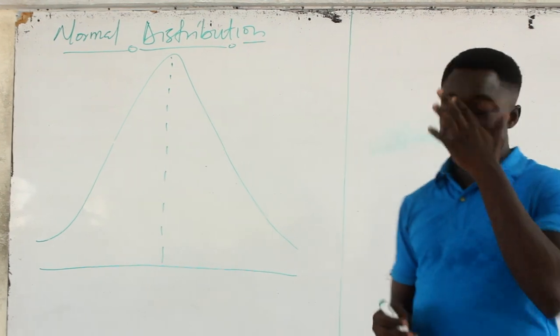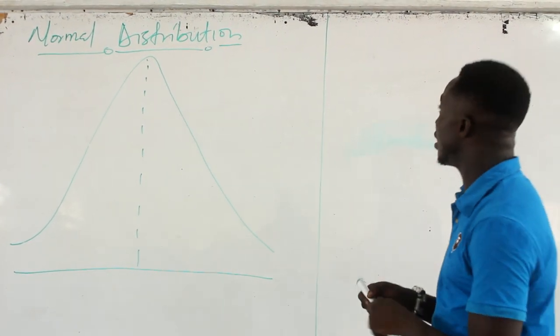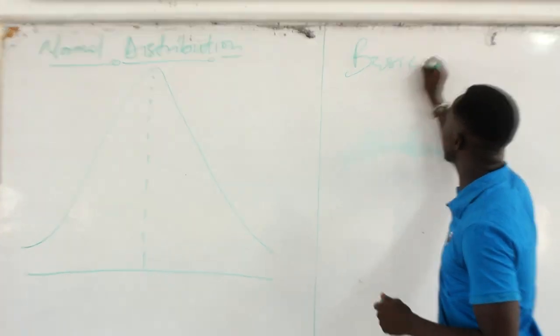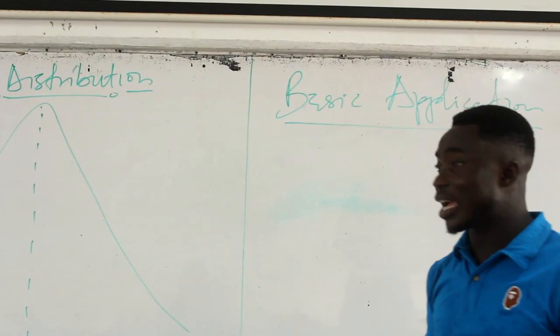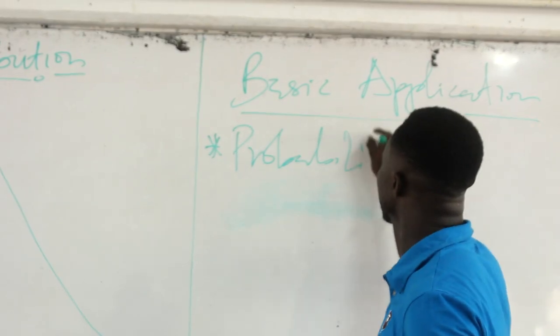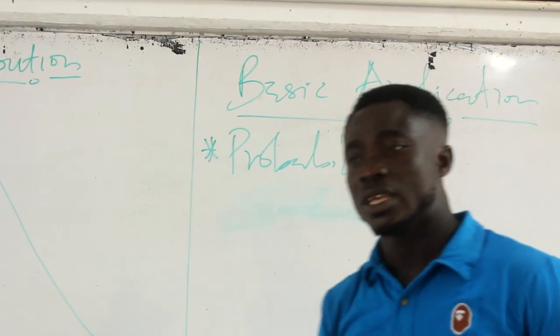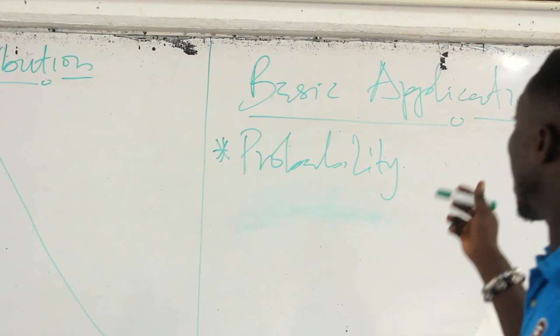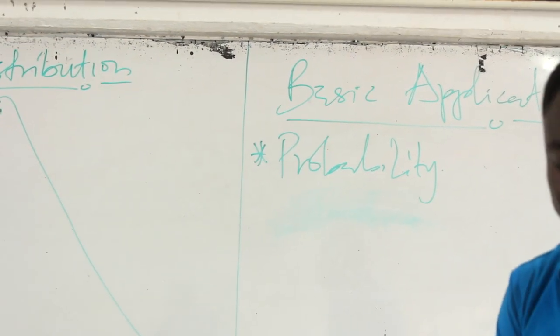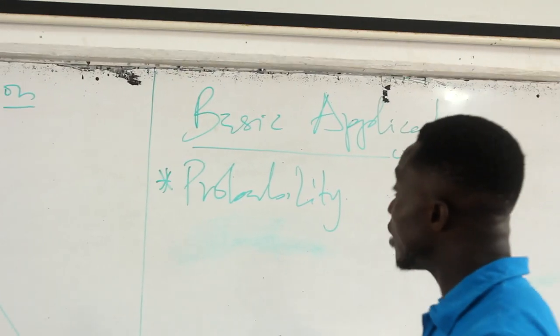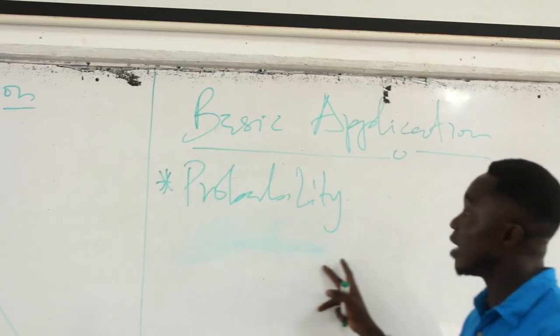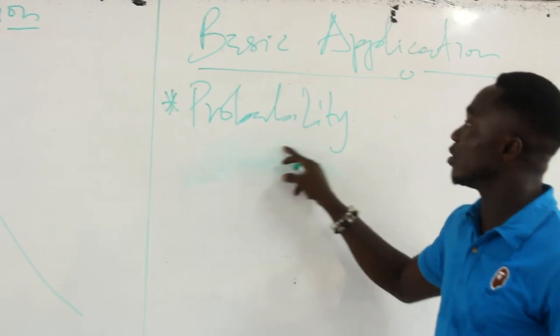Okay. Now, the basic assumption for normal distribution is the basic application. Now, we'll look at the basic application, but the most important thing that I'm interested in is the probability. When we say the basic application, we talk about probability, we talk about percentage, and we talk about the number of students or number of anything that has been done. But before that, we'll look at some examples. But as I said earlier, my basic focus is on the probability.